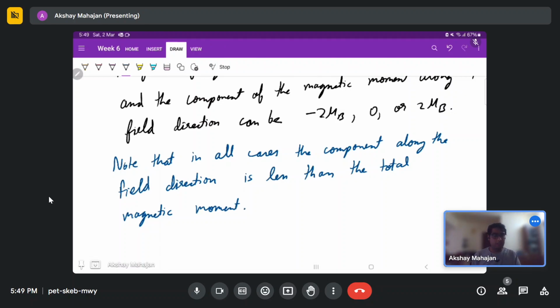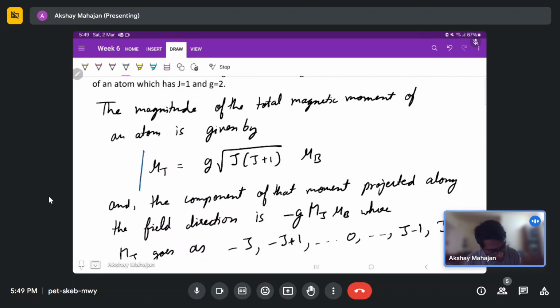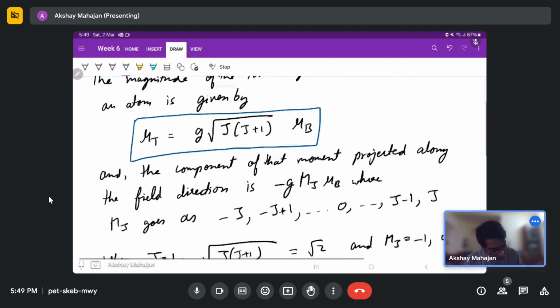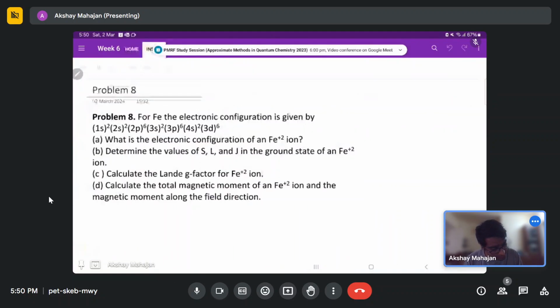Alright, any doubt in this problem? So from this problem we just need to remember that the total magnetic moment is given by this, and the component of the moment projected along any field direction is given by minus g times MJ into mu B. Alright, so let's go to the last problem of this session.